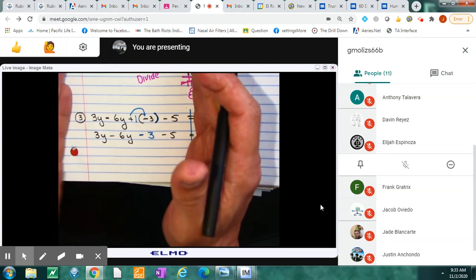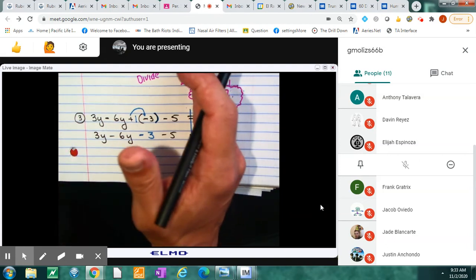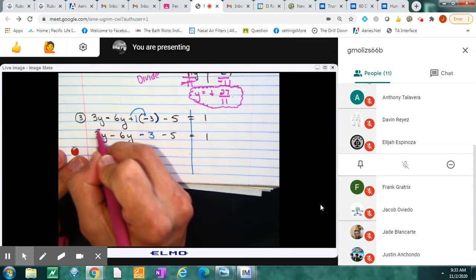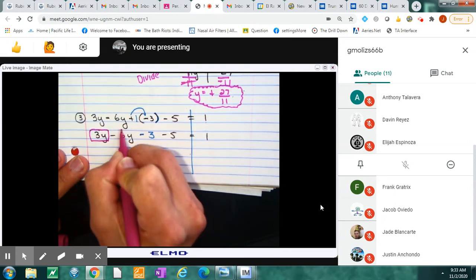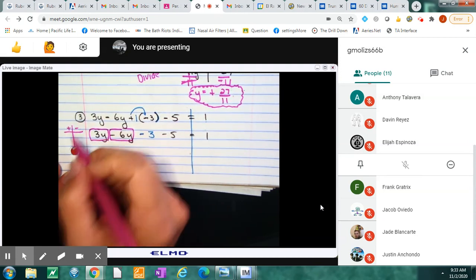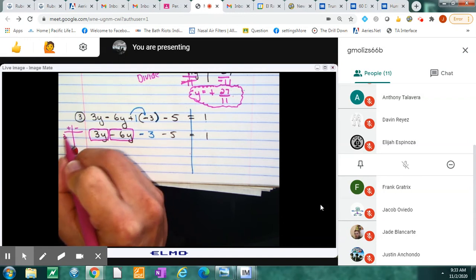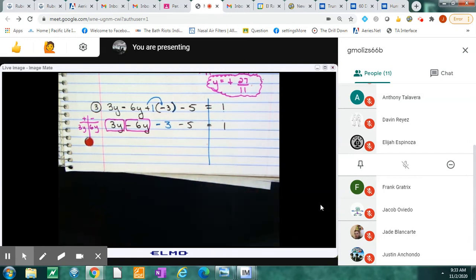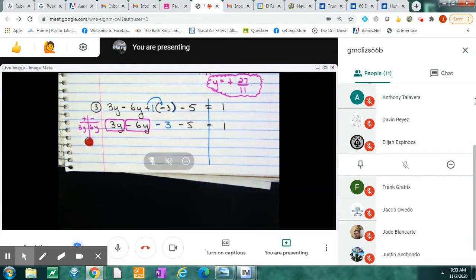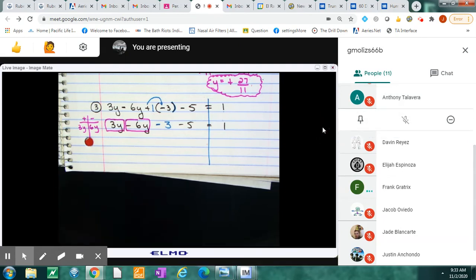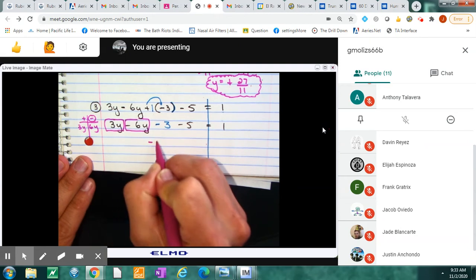So now what do I do? Well, we're done with multiplying. Now we got to combine them, put them together, right? Okay, because we need to solve for y. So I'm going to go ahead and put the 3y and the -6y. So let's go ahead and do the t-chart right there. So 3y, -6y. And what's my answer? Anybody? Let's see. Frank, what's my answer there? -3y. Very good. -3y.